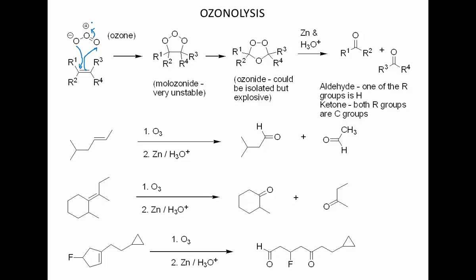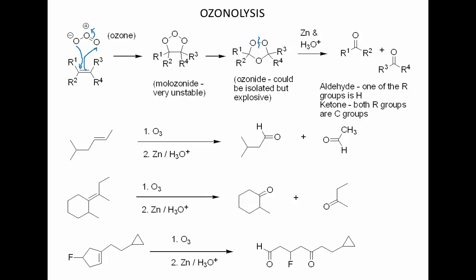Okay, so ozone adds to the alkene group to make this compound here initially, which is a molozonide. It's not a very stable compound. At very low temperatures, a molozonide rearranges to an ozonide. An ozonide would just sit there waiting for you to isolate it. It's a little bit explosive. Its instability stems from the fact that it has an O-O bond.